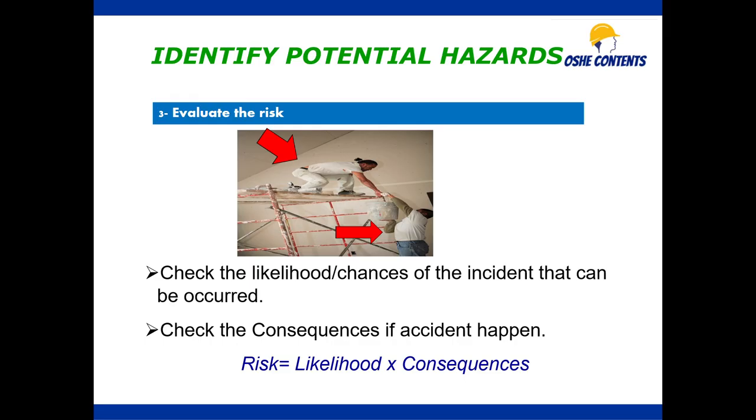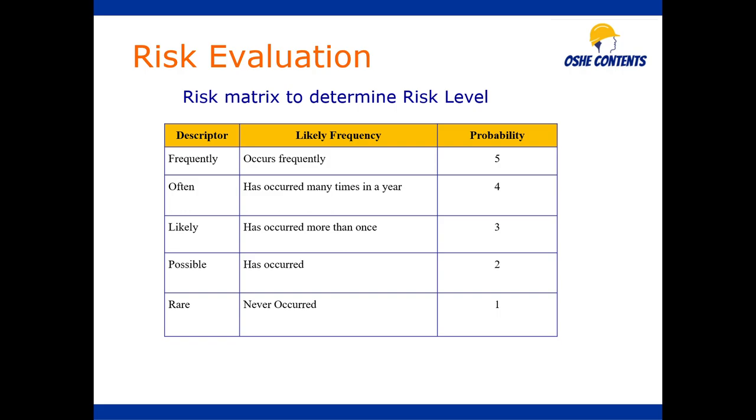Check the consequences if the accident happens. So what will be the consequences? If the scaffolding height is high, maybe the person can fall down and could die. Maybe there will also be serious injury, fractures, permanent disability. So the consequence can also be 4, because if there is a single fatality, it is still 4. If there is permanent disability, still 4. So how does the risk matrix determine the risk level? The descriptor, likelihood, frequency and probability.